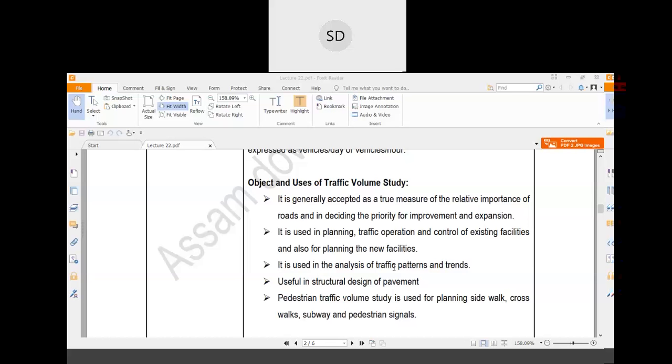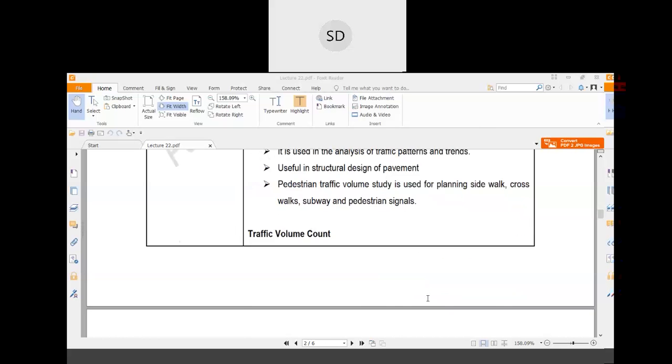It is useful in the structural design of the pavement. Basically, by the traffic volume, you will know the number of vehicles moving over there, and in this way you can calculate the total load which would be applied over the road section for a particular period of time. And pedestrian traffic volume is used for planning different facilities for pedestrians, like sidewalks, crosswalks, subways, and pedestrian signals.